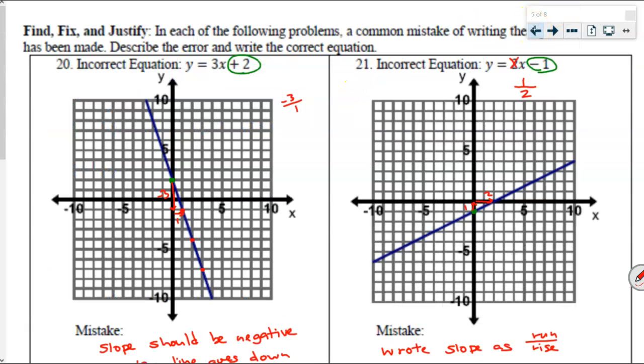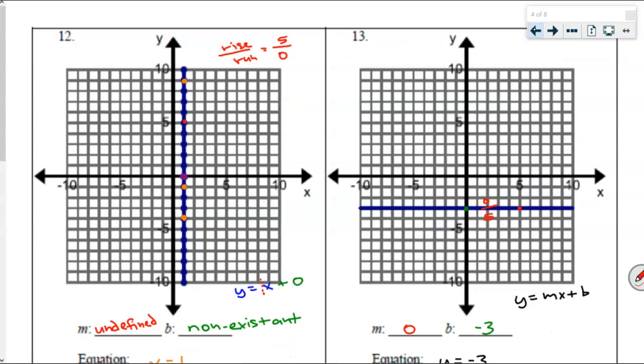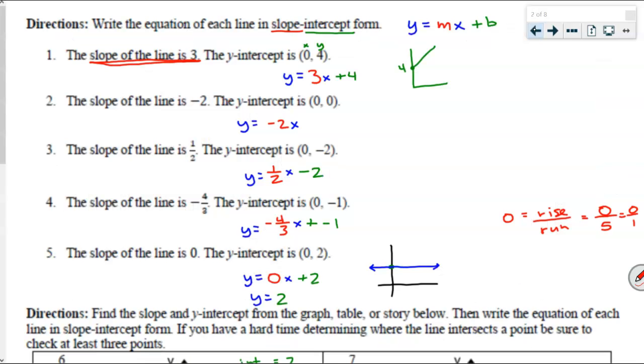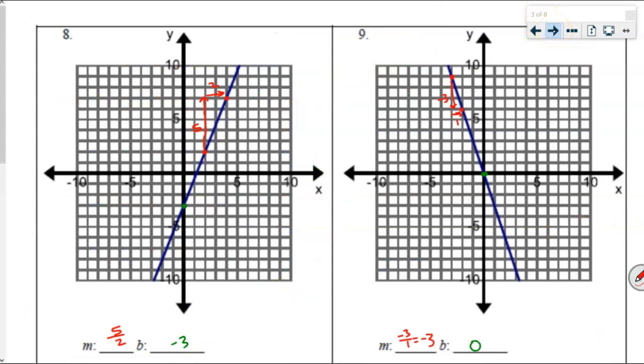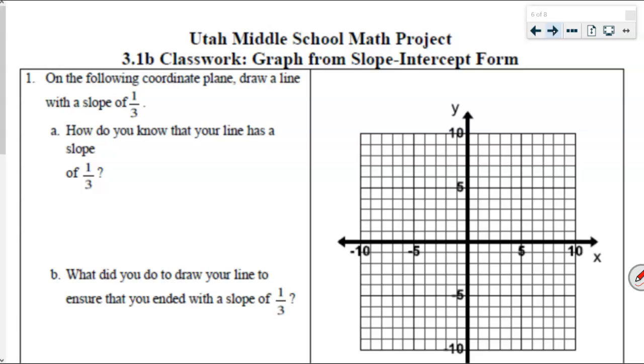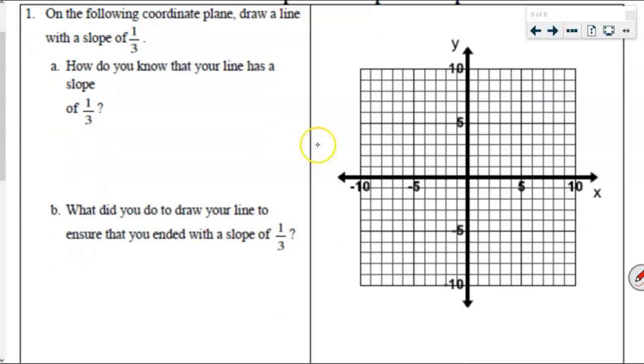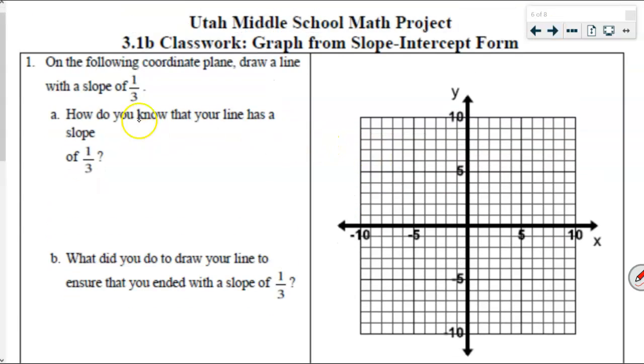We can write an equation from a graph. We can write an equation from a table, from a story, just given these pieces of information. But can we work in the reverse order? What if I just give you an equation eventually? Can you still graph it? Okay, so we're going to start slowly, kind of just baby step it.